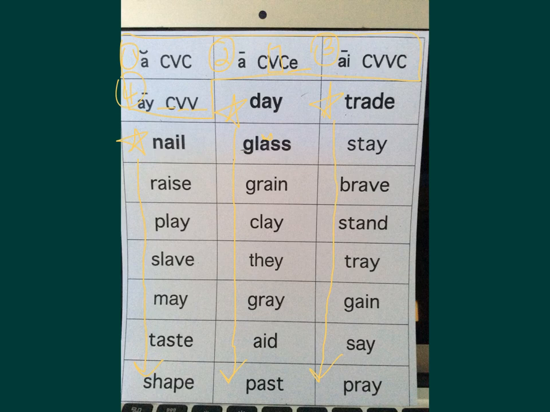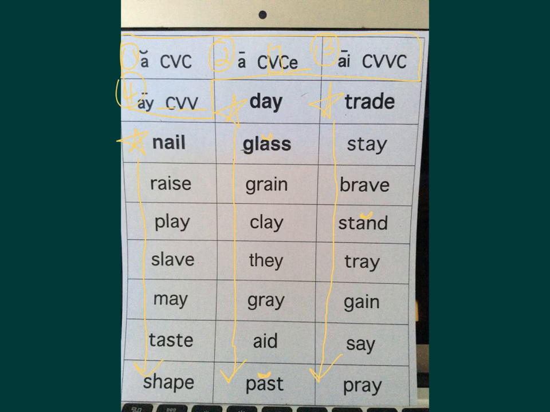Then I have grain and clay, they, gray, aid, past down at the bottom, another short A. I keep hearing long A and then all of a sudden I switch to short A. Last column, trade, stay, brave, stand, tray, gain, say, and pray. In this column, the short A comes in the word stand because you're not hearing the long A sound. You're hearing short A with the letters ND at the end.